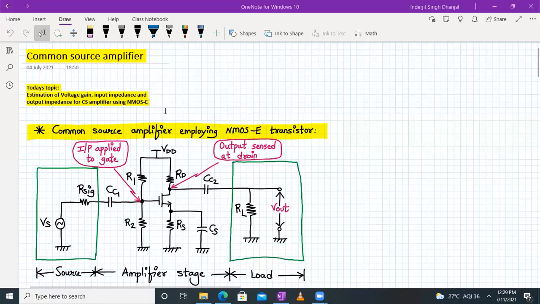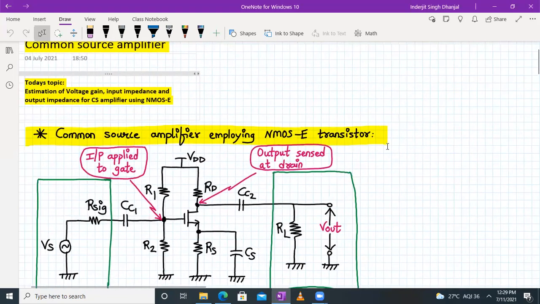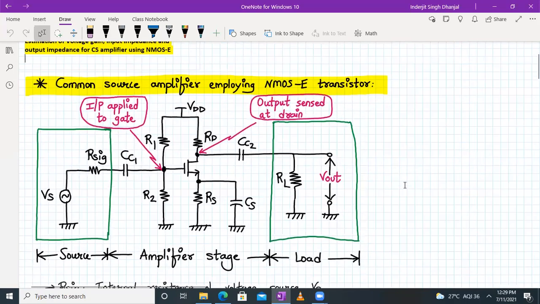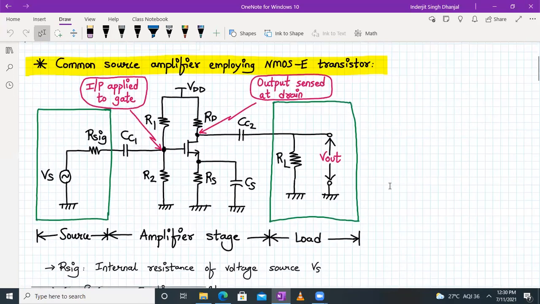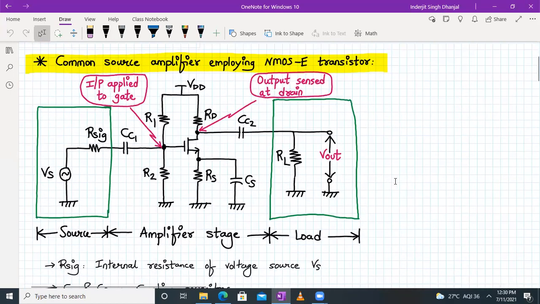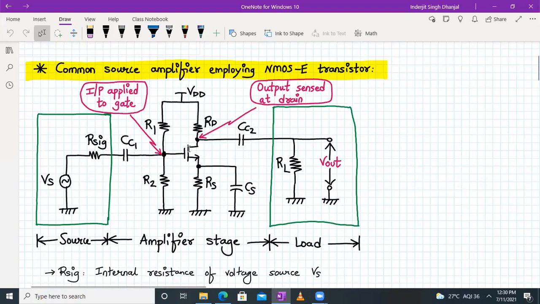Hello everyone, welcome to this short session on the common source amplifier, wherein we will be estimating the voltage gain, input impedance and output impedance for this amplifier employing an NMOS enhancement transistor. So this is my circuit diagram for the common source amplifier employing an NMOS enhancement transistor.